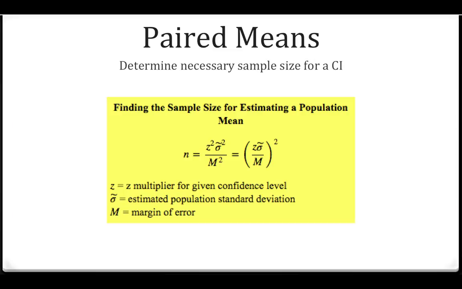For determining the necessary sample size for a confidence interval, it's going to be exactly the same formula, except now instead of being given population standard deviation, it'll be the population standard deviation for the differences. And instead of just margin of error, it'll be margin of error of the differences. It'll be the exact same formula, exact same procedure.